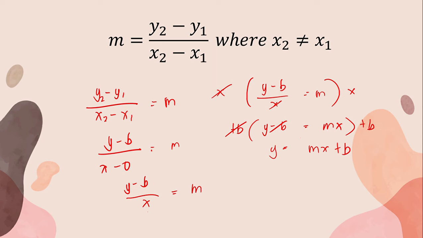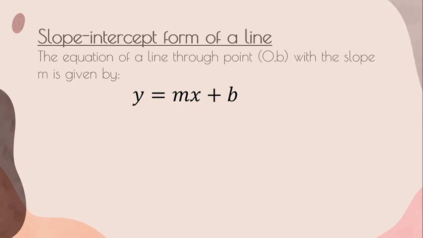And this is the slope-intercept form of the equation. Okay, take note of this formula. So again, that is y is equal to mx plus b. Alright, so the slope-intercept form of the line. So the equation of the line that passes through (0, b) with the slope m is given by the equation y is equal to mx plus b.